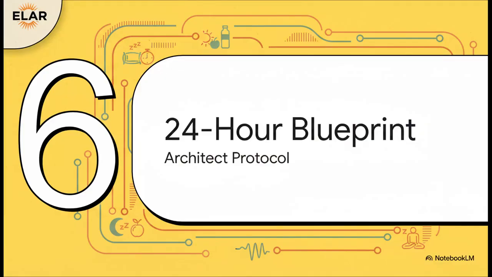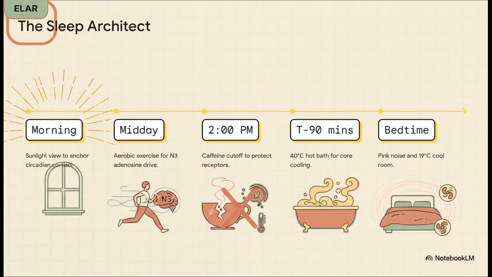Let's bring all of this together in Section 6, the 24-hour sleep blueprint, or as we like to call it, the Sleep Architect Protocol. Because here's the truth, exceptional rest isn't just some bedtime accident. It is an architectural achievement that you build systematically from the absolute second you wake up. You anchor your circadian rhythm with morning sunlight right in your eyes. You build deep sleep pressure with midday exercise.